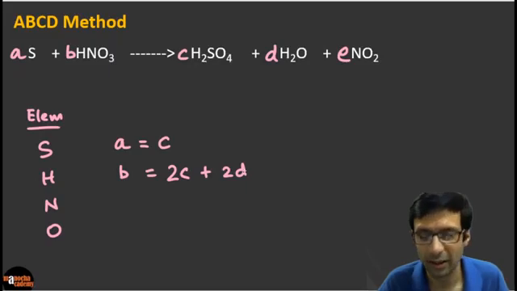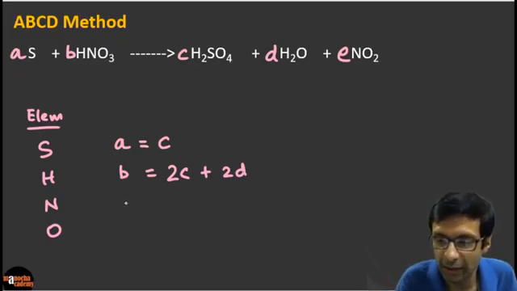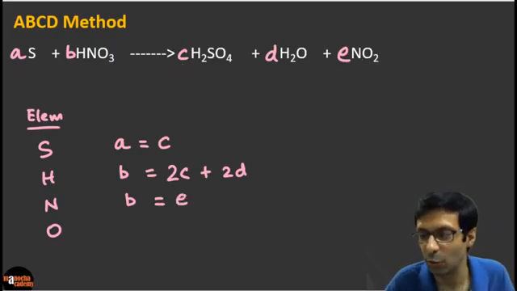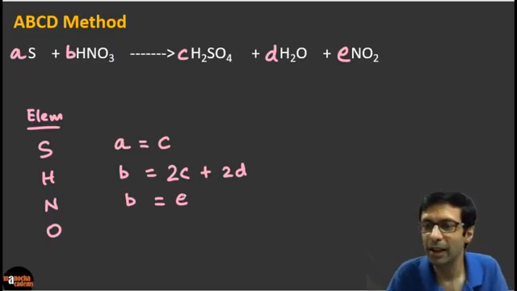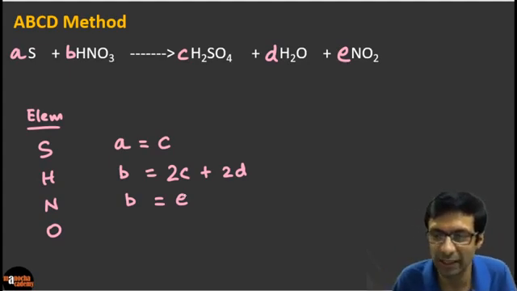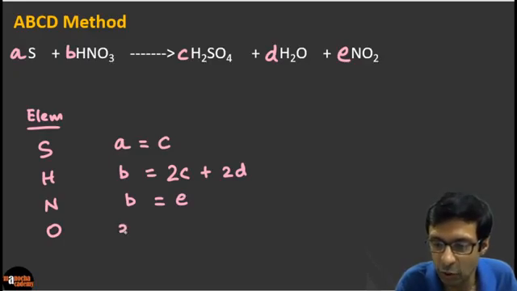Clear? Okay, next let's take a look at nitrogen. So nitrogen is going to be, again, B times 1, so B nitrogen on the left. Okay, and on the right side we have E. So we have B equal to E. Okay, clear? So we're just going element by element and writing the count of the atoms on the left and on the right hand side. So it's really simple. And oxygen we have 3 times B. So B into 3, so that's going to be 3B.